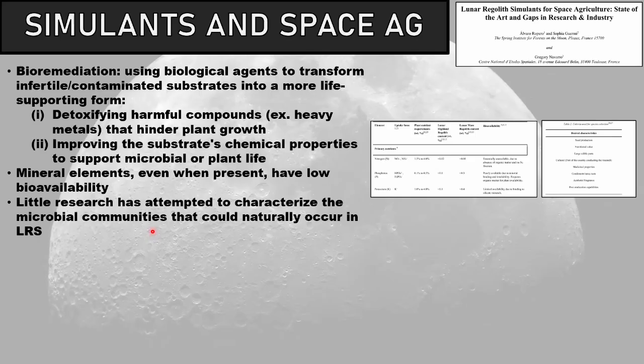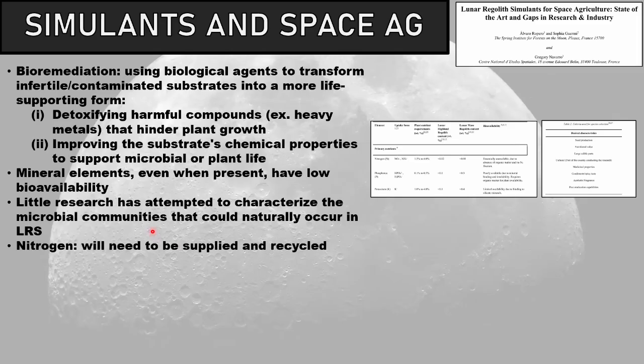And there's been little research to characterize microbial communities that naturally occur in lunar regolith simulant. Now, regolith on the moon is totally sterile. There's no living things there, but of course, while it's not very hospitable, the simulant on Earth still could have microbes. And so any studies that deal with microbes that don't characterize what could already be there before you add things to it are going to be throwing things off.